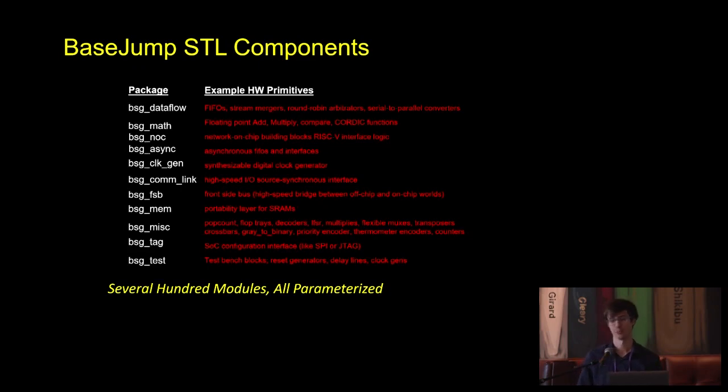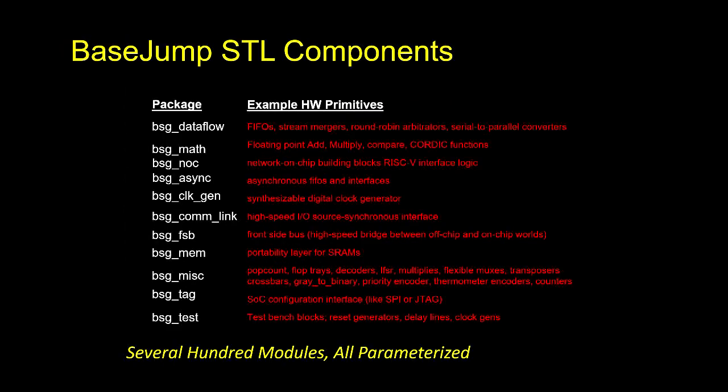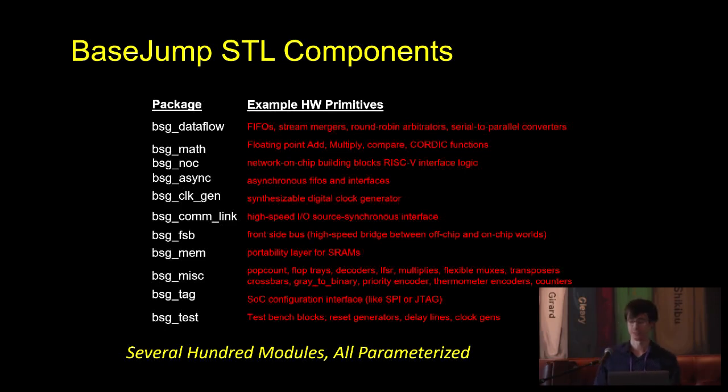There are several hundred modules today in BaseJump. Things like data flow, FIFO, stream mergers, asynchronous components, which are always tricky. And we provide test modules. These are test bench blocks that do things like asynchronous reset generators, random generators, text inputs. And all of these components are easily searchable. We try to reduce the number of modules wherever possible by combining them using metaprogramming so that it's easy for a user to just go in and examine the code for exactly what they need.